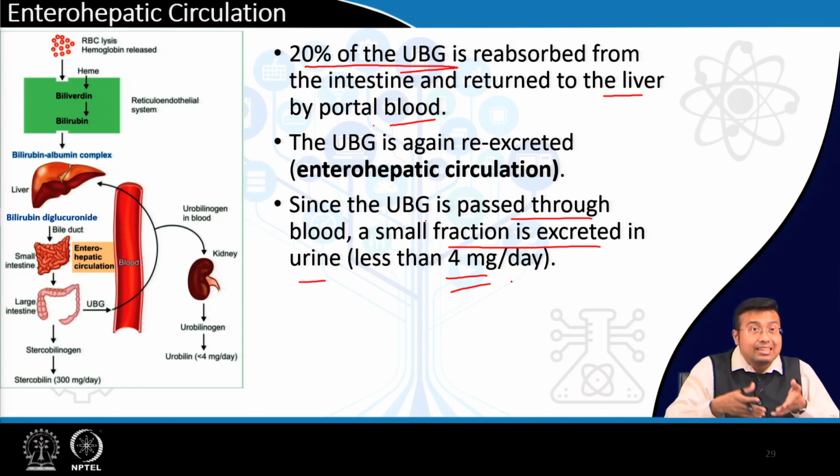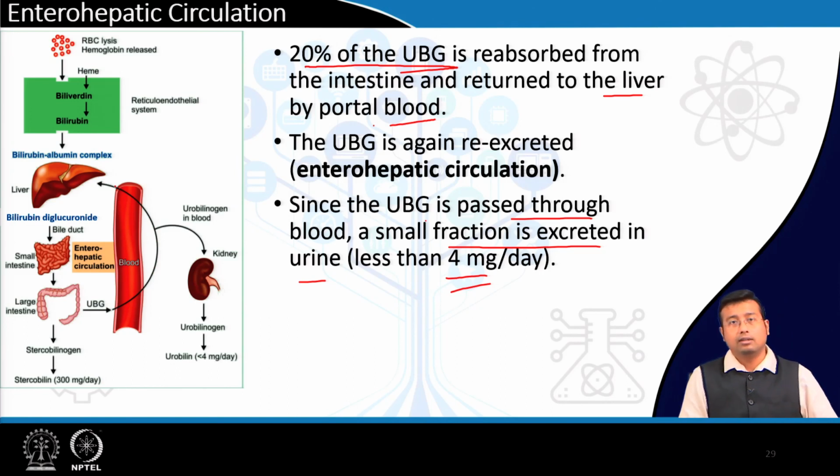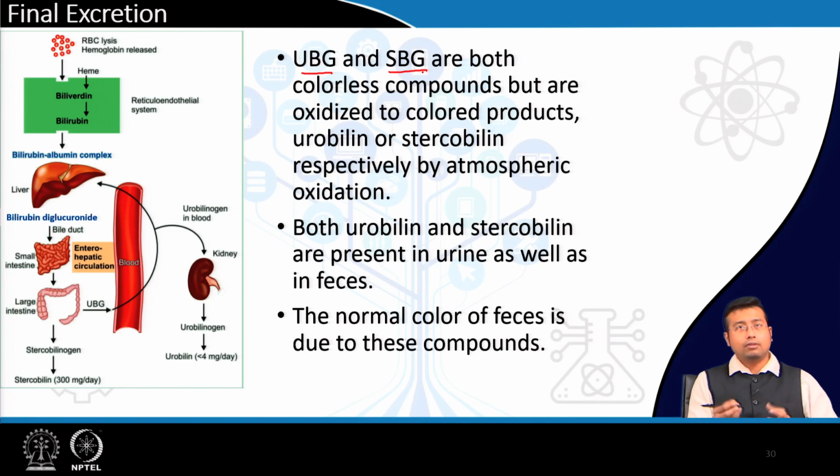And this urobilinogen that is present in urine is there due to the fact that it is reabsorbed from the gut. Otherwise, once it is in the gut, it is destined to go into the feces, which happens for the majority, because bilirubin is converted to pigments like urobilinogen and stercobilinogen that are abbreviated as UBG and SBG, right. Both are colorless compounds to start with.